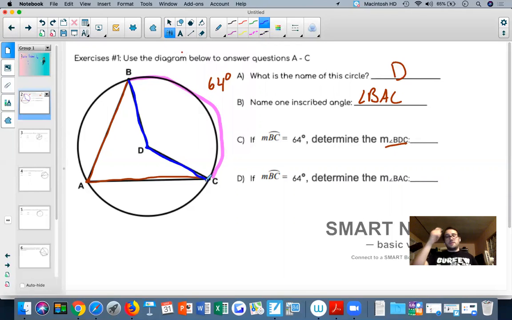Now we got to ask ourselves, okay, we're in circles. What type of angles do we know? We know about central angles. We know about inscribed angles, okay? Angle BDC is a central angle because the vertex of the angle is the center of the circle. So we know that the property of central angles is the central angle is equal to the measure of its intercepted arc. So the intercepted arc is BC.